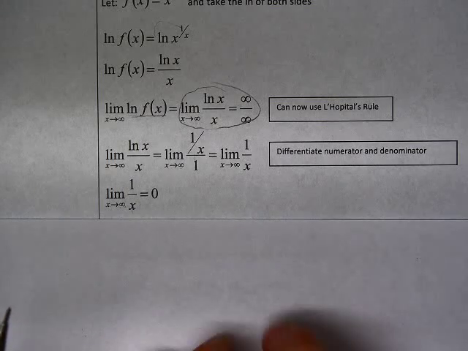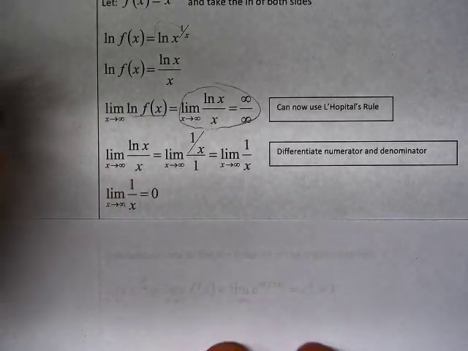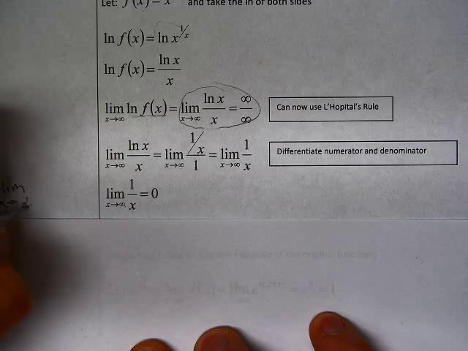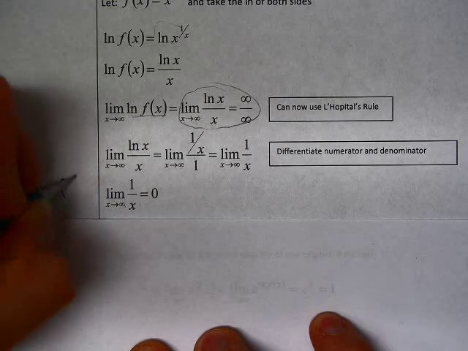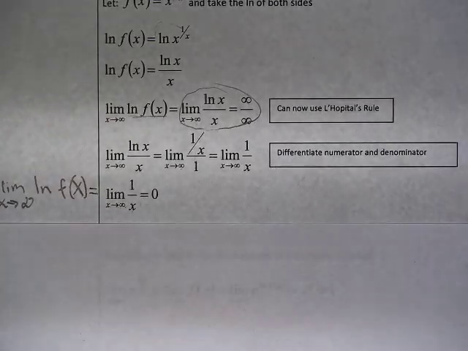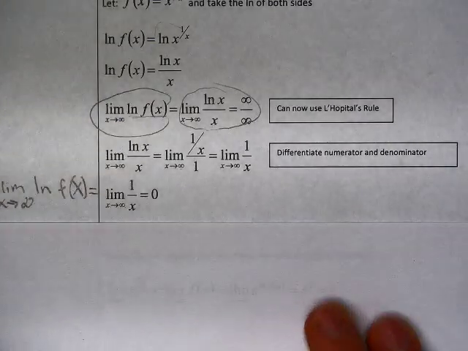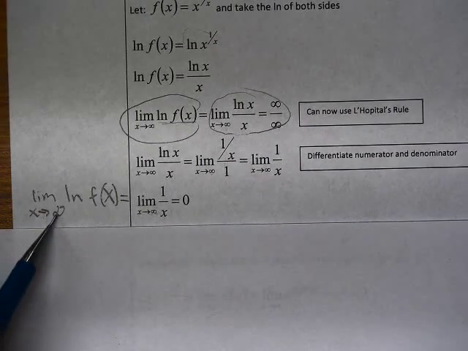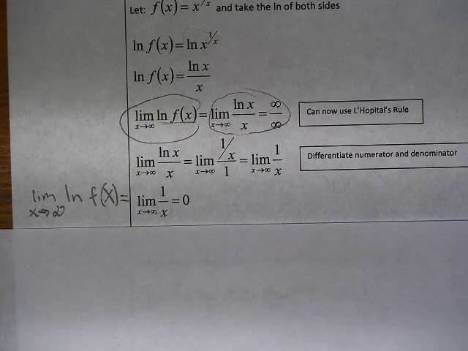Right? So keep in mind what I've found here. That 0 is the limit as x approaches infinity of the natural log of f of x. That is what I've just found there, right? We had that step up here. So we've actually found the limit as x approaches infinity of the natural log of f of x.